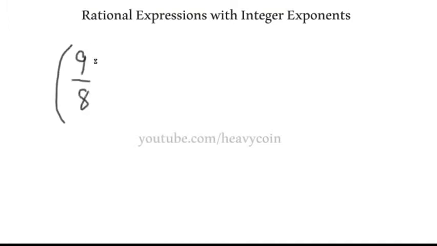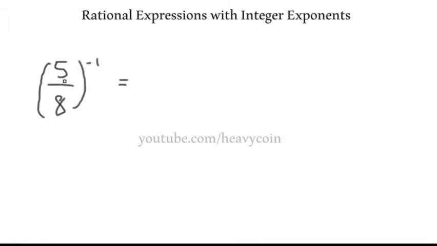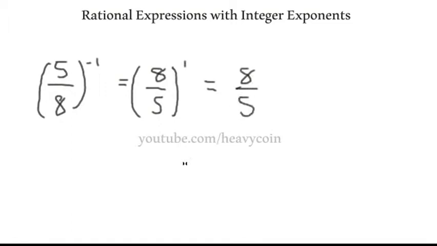What happens if we had 9 over 8 and it was all raised to the 0 power? Well, remember, everything raised to the 0 power is going to be 1. So there you go. That was a little review, a little refresher. How about if I had 5 over 8 and it's raised to the negative 1? Well, remember that you can flip this fraction, so you have 8 over 5. And we flip the fraction because we have a negative here, so we can write a positive now. But this is just 8 over 5 raised to the first power, which is just 8 over 5.